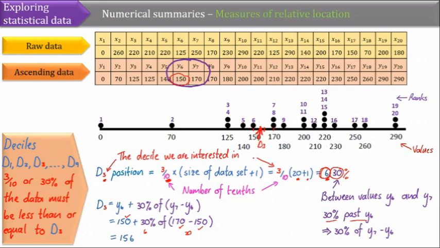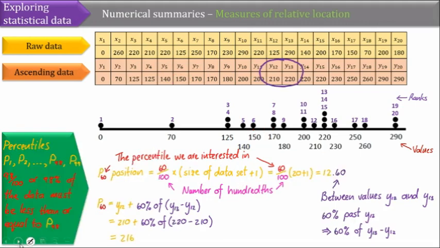That's the position of D3, and that means 30% of the data is less than or equal to D3, which is 156. And the same for all the other deciles. We simply change this value 3 throughout the calculation and adjust the values accordingly. Right, for percentiles, it's exactly the same situation. We just make a change now to 100 because we're working with percentages.